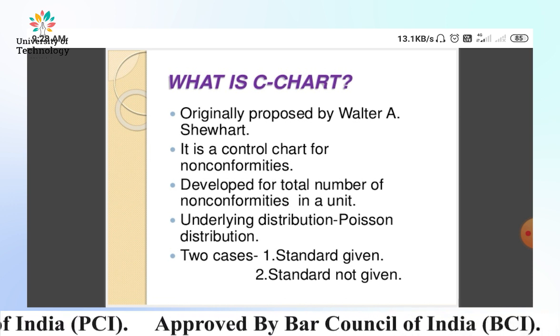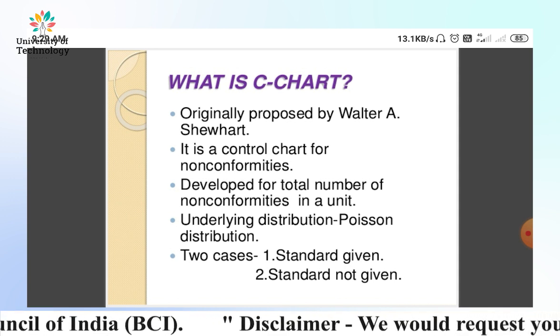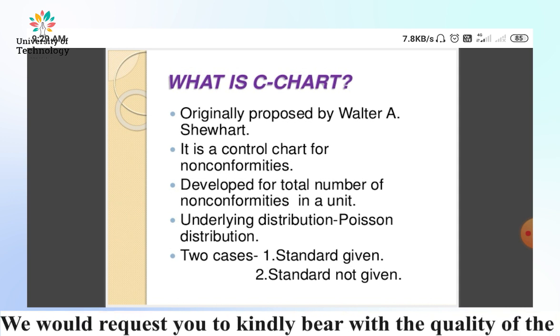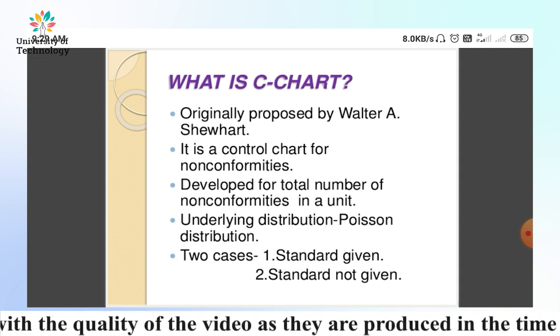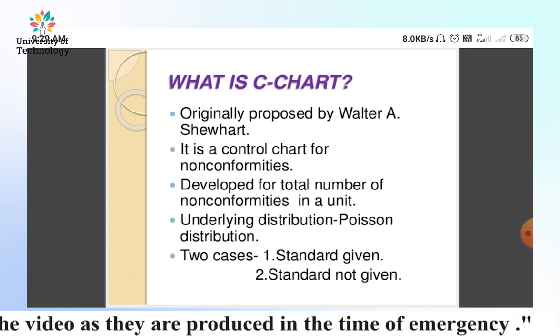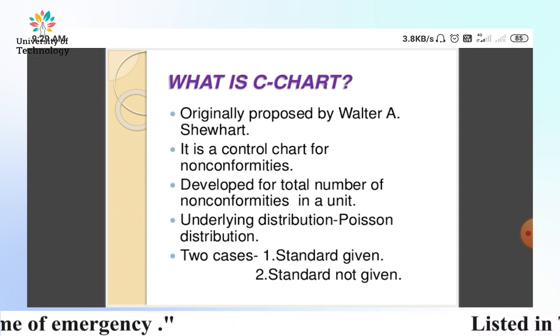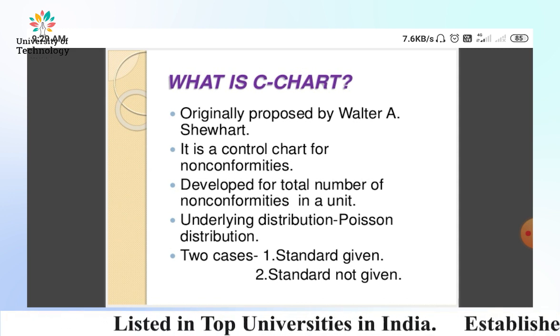Now, what is a C chart? Originally proposed by Walter A. Shewhart, it is a control chart for non-conformities developed for the total number of non-conformities in a unit. The underlying distribution is the Poisson distribution. There are two cases: standard given and standard not given.